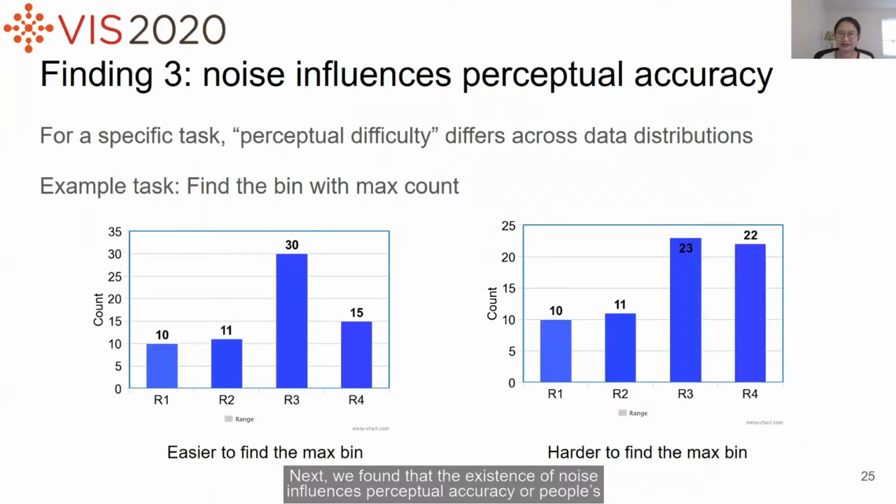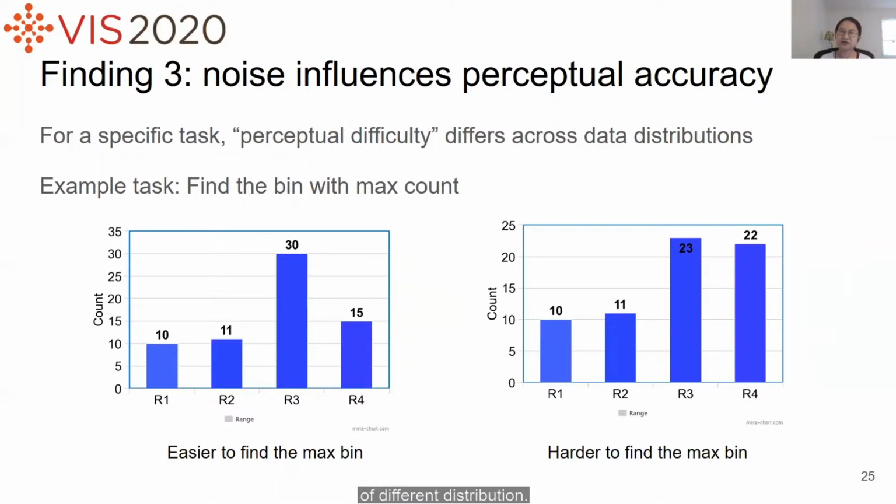Next, we found that the existence of noise influenced the perceptual accuracy, or people's ability to perceive information in the plots. The influence takes effect by changing the distribution of underlying data. For a specific task, perceptual difficulties differ across data distributions. As an example, for the task of finding the bin with the maximum count, it will be easier for the left plot since the underlying data distribution has a single clear peak, while the right plot has two bins with similar counts. With the same level of privacy protection, different DP mechanisms tend to lead to noise injections of different distributions.